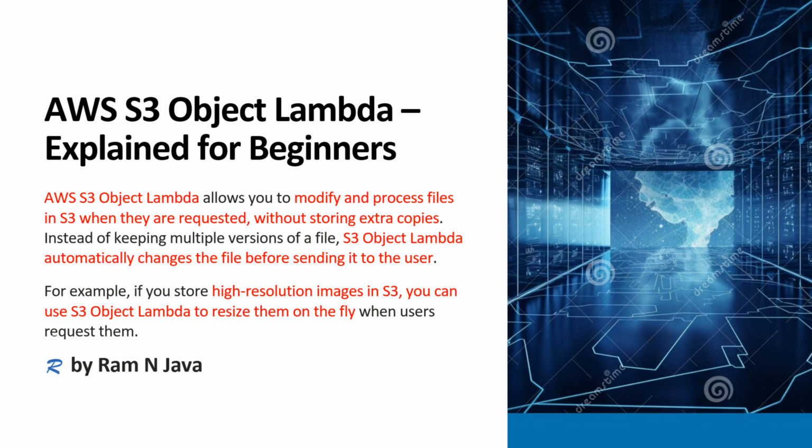In this video tutorial, I will explain AWS S3 Object Lambda. AWS S3 Object Lambda allows you to modify and process files in S3 when they are requested, without storing extra copies. Instead of keeping multiple versions of the file, S3 Object Lambda automatically changes the file before sending it to the user. For example, if you store high resolution images in S3, you can use S3 Object Lambda to resize them on the fly when users request them.